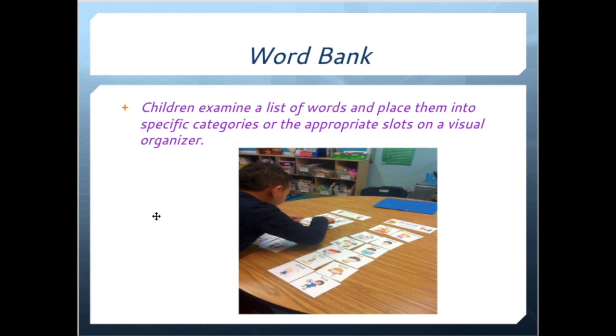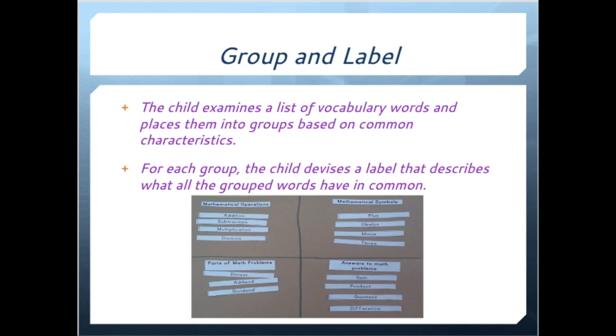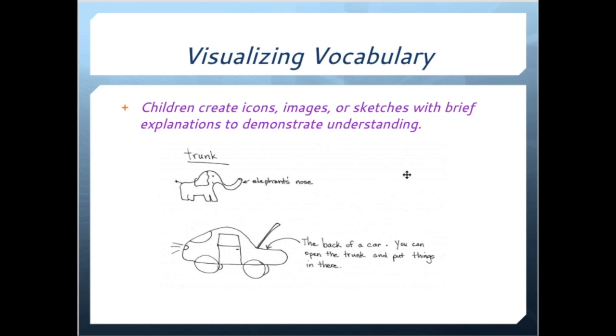Having a word bank where children examine a list of words and place them into specific categories or appropriate slots in a visual organizer. Group and label. So again, they determine how they want to categorize words, and then they would label it with a title that has the items in common. Visualizing vocabulary, where children create images or sketches with explanations to help demonstrate the understanding.